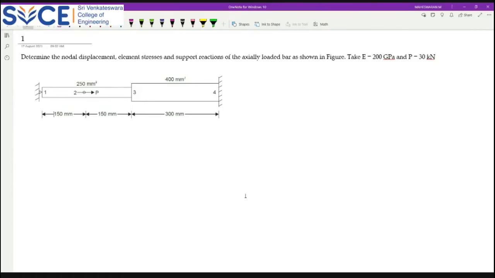So you have a problem. They are asking you to identify the same. What is your nodal displacement? What is the element stress? And also what are the support reactions? This is the overall data they are asking.